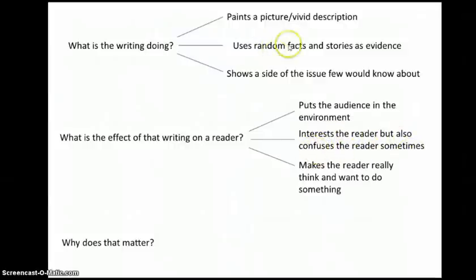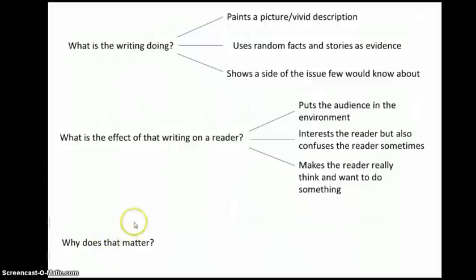Okay? So this is you taking something that you didn't write, so evidence from the story, but here you're saying something, you're contributing your own ideas to it. Okay? So I identify that the writer uses random facts, but to me, what I'm observing is that it's interesting to some readers, but it's also confusing to other readers.